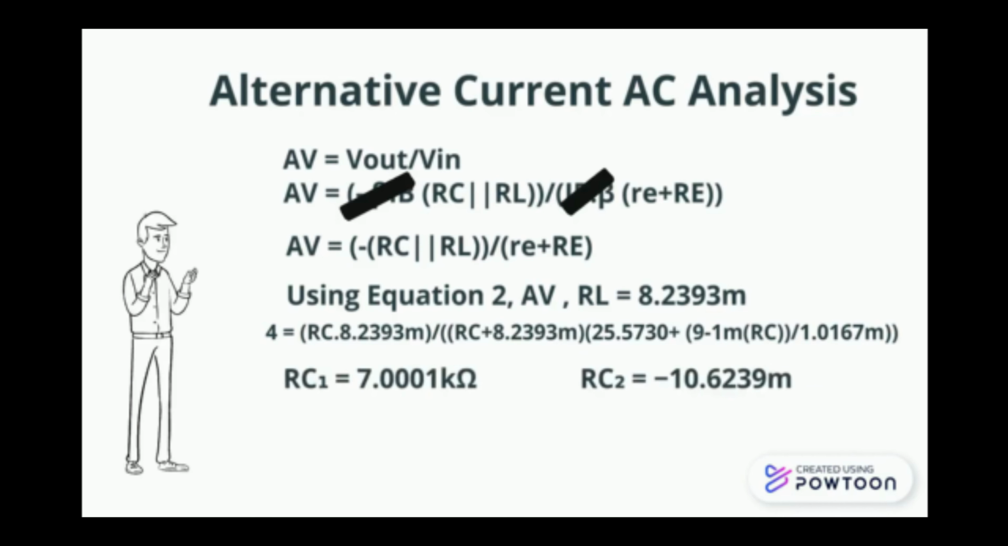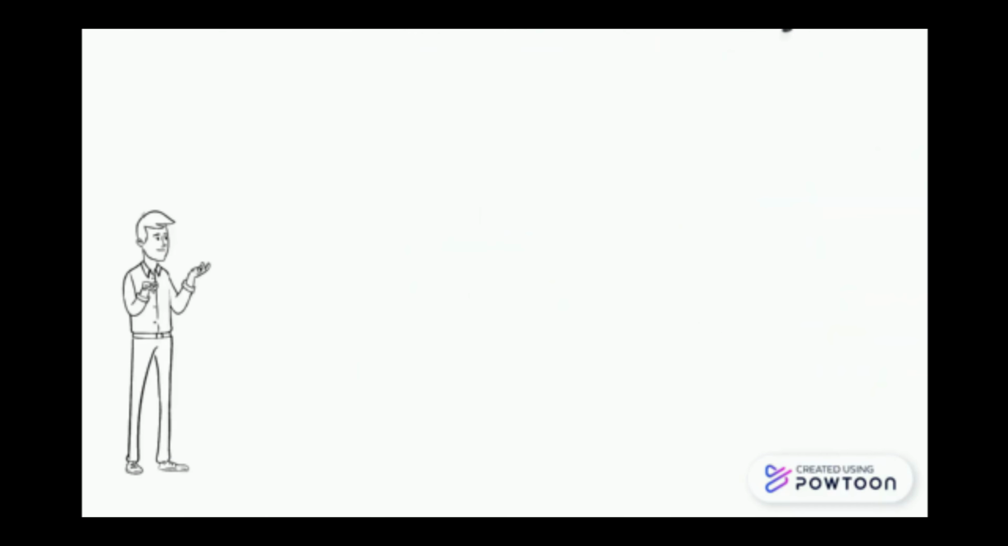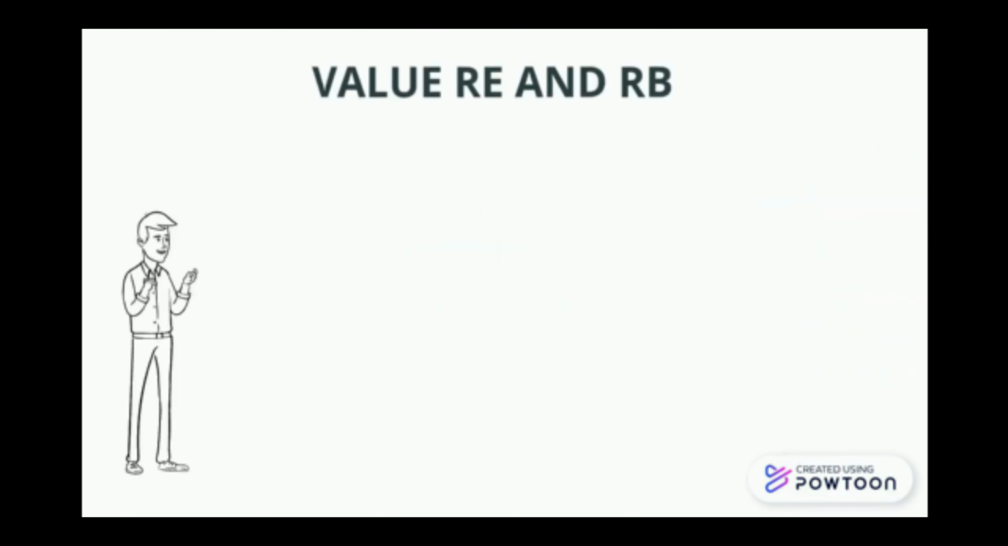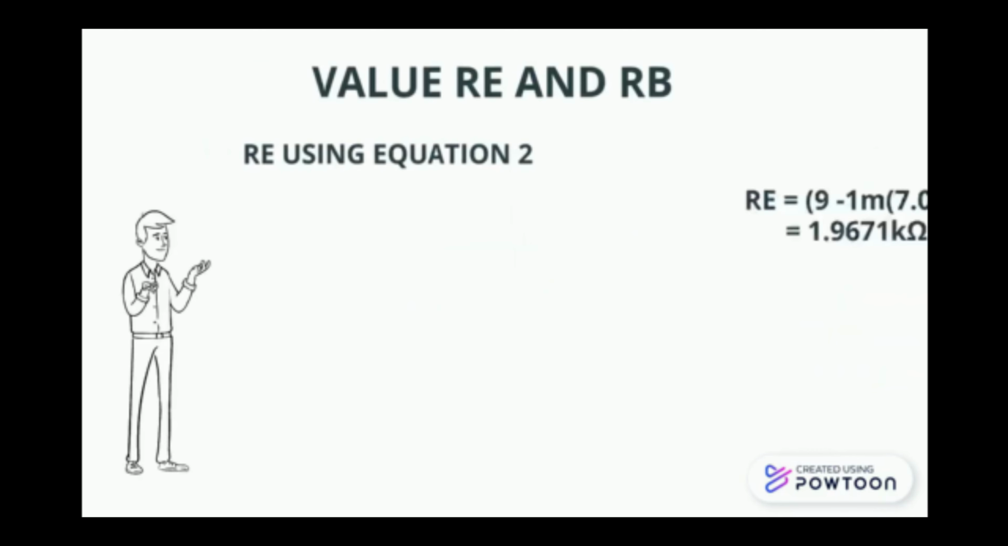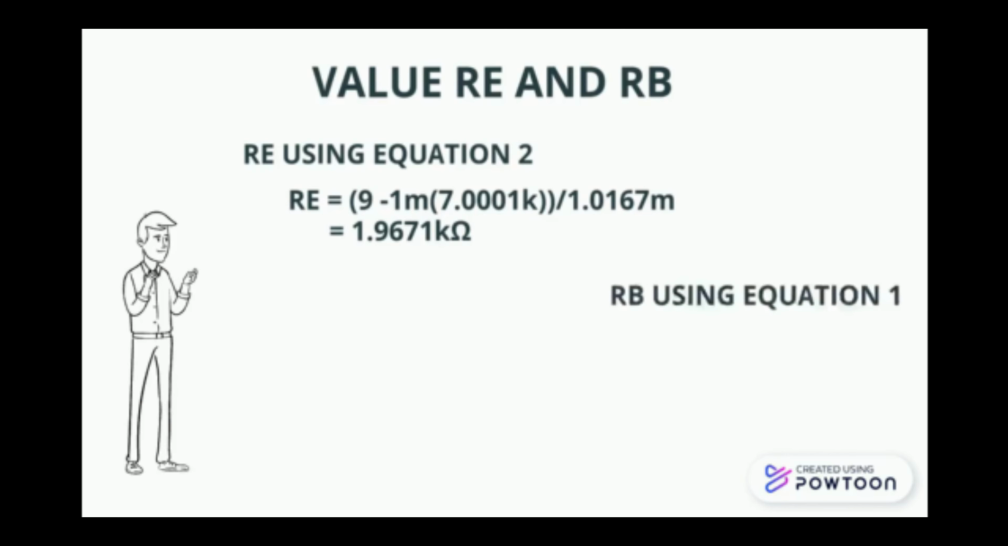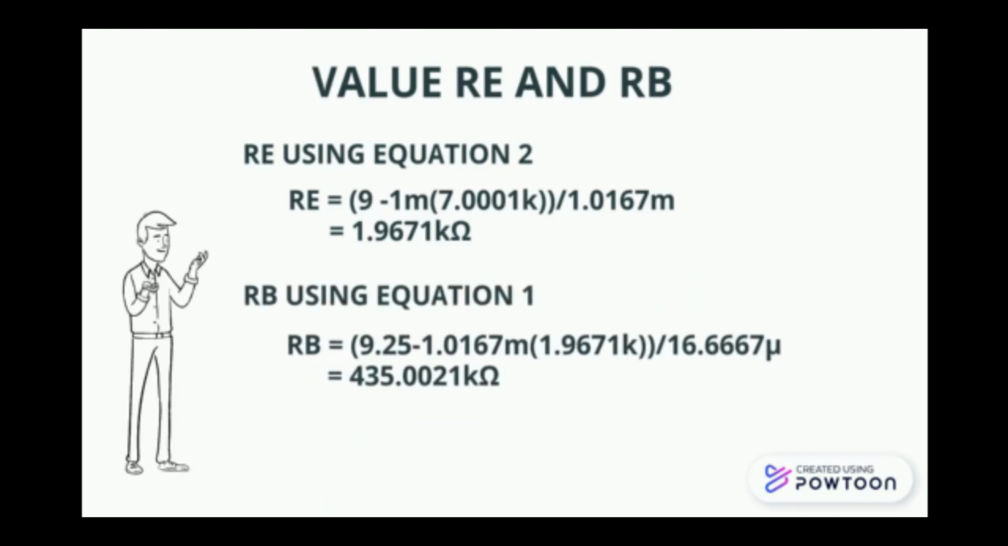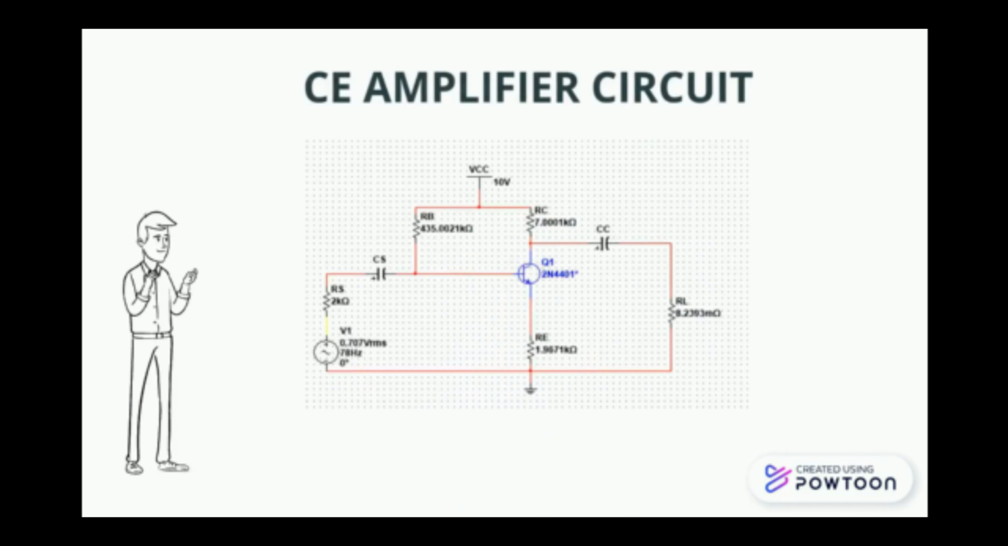You can see we have two values of RC, but a resistor can never be negative, so we use RC equal to 7 kilo ohm. After we get the value for RC, we can get the value for RE by using equation 2. And after we get the value of RE, we use equation 1 to get the value for RB. Okay, now we can draw our full circuit.